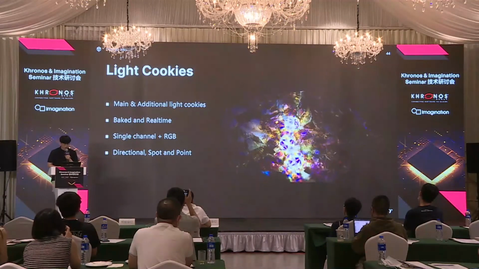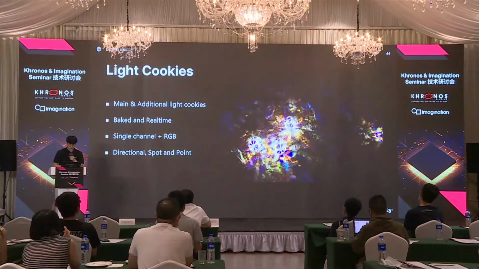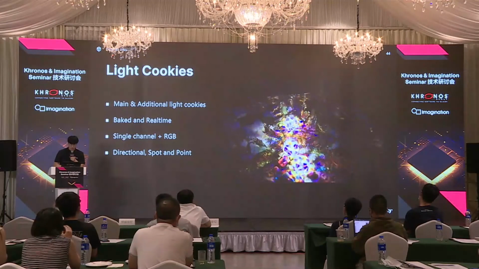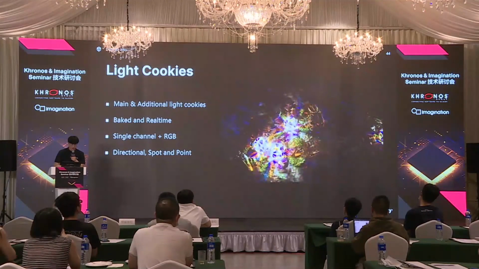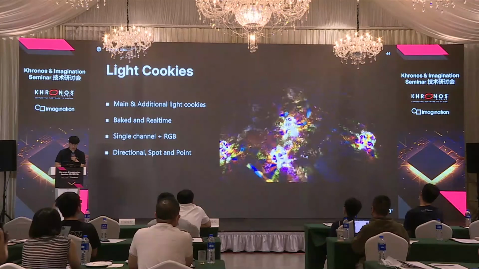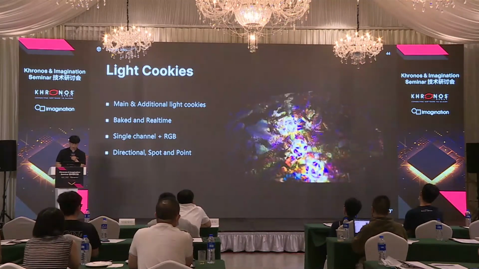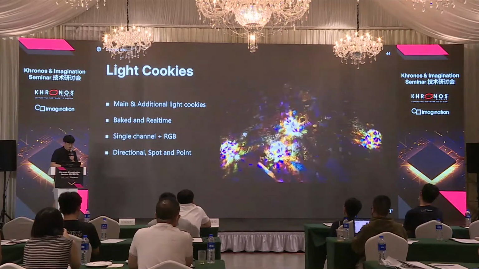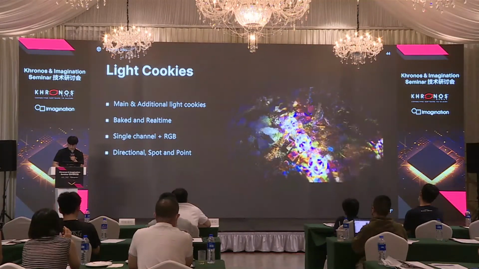So for light cookies, the URP function is matching the function of the HDRP. It supports a single-channel alpha or RGB cookie texture format. It supports directional light and spotlight and point light sources. As for the supported lighting types, it supports real-time, hybrid and baking, three lighting types.